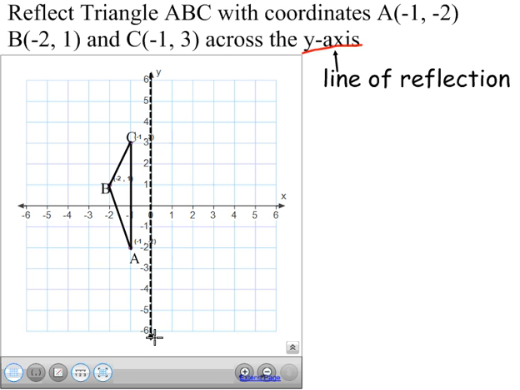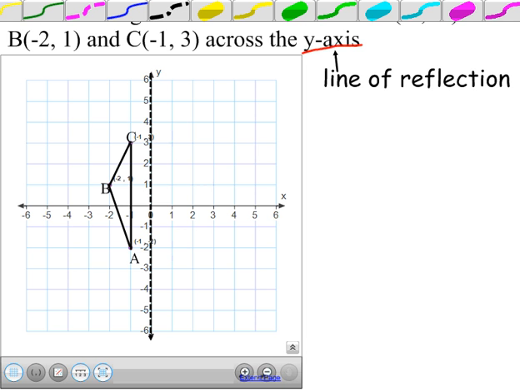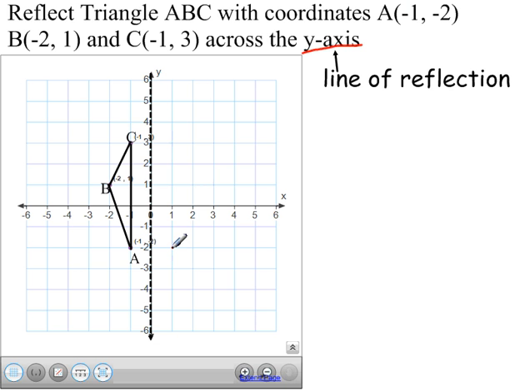So the y-axis is the line of reflection. All right, so let's reflect point A. Point A is one box away from the line of reflection, so A prime should be one box away. So here is point A, and here is A prime. So let me just write A prime there.